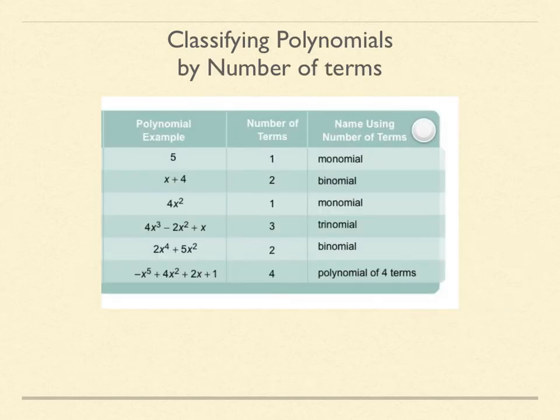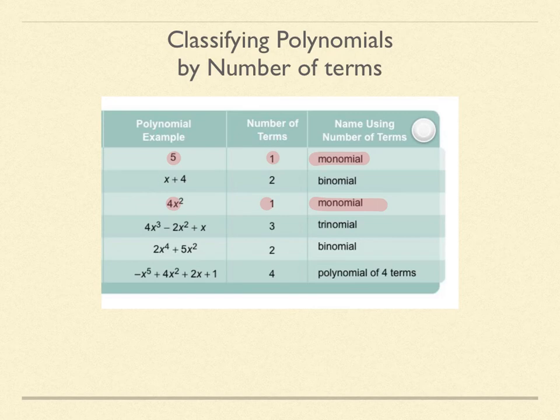Next, we're going to be classifying them by the number of terms, so how many terms they have. Terms are always separated by a plus or minus. So, for example, in the first row we have 5. Our number of terms is 1, and it's called a monomial. If we skip to the third row, even though we have 4x squared, with more going on there, there's nothing separated by a plus or minus, so it's still only one term. So it's a monomial still.